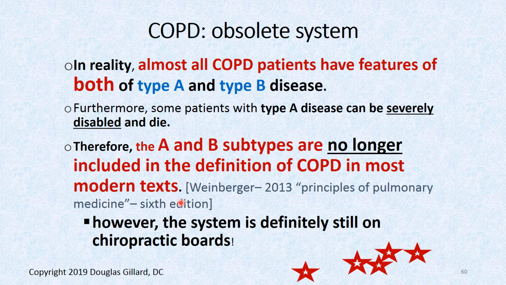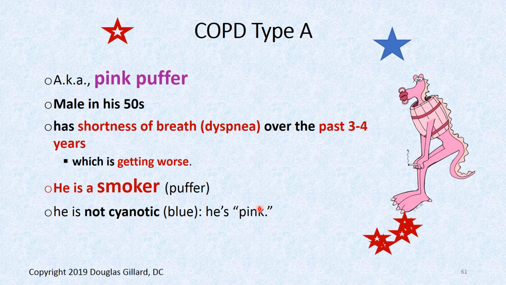In reality, most COPD patients have both types A and B mixed together. Furthermore, some patients with A can be severely disabled and die, as I just said. So the A and B subtypes are no longer recommended to be taught. Weinberg, which is a wonderful book, 6th edition, Principles of Pulmonary Medicine, goes on a rant about how silly this is. Nevertheless, still in chiropractic boards. Okay, so here we go.